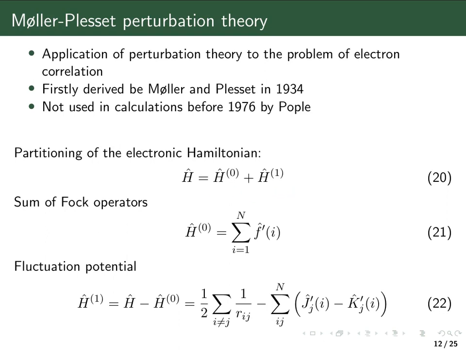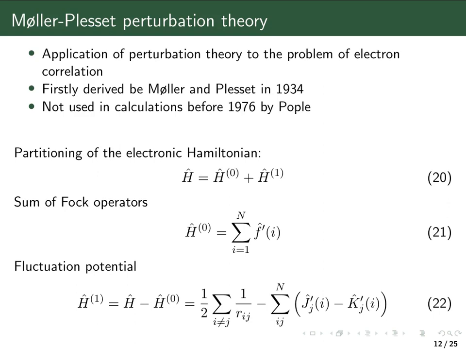In Møller-Plesset perturbation theory, the zeroth-order Hamiltonian, the unperturbed Hamiltonian, is made as the sum of the Fock operators. So this is actually the operator which in my lectures on Hartree-Fock theory I call the Hartree-Fock Hamiltonian. And the perturbation operator is then just the total Hamiltonian minus this zeroth-order Hamiltonian. So the difference between the total Hamiltonian and what I call the Hartree-Fock Hamiltonian.